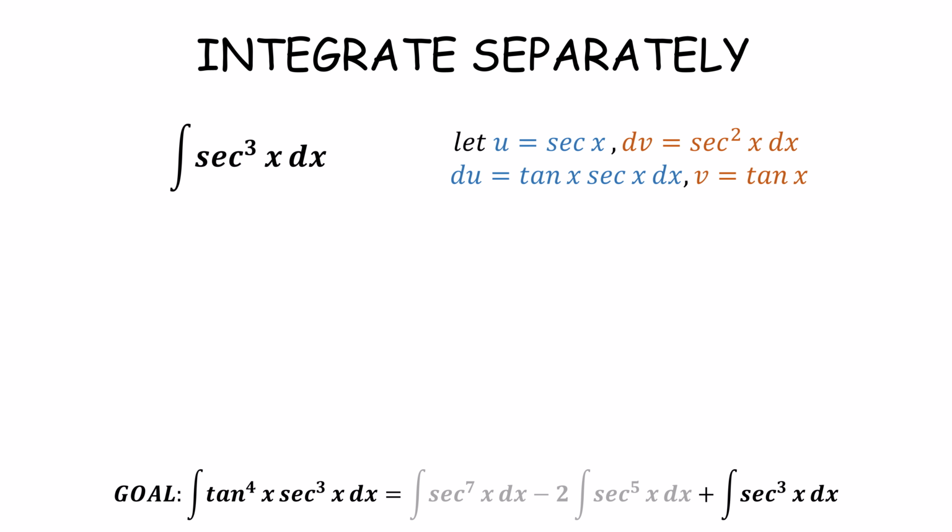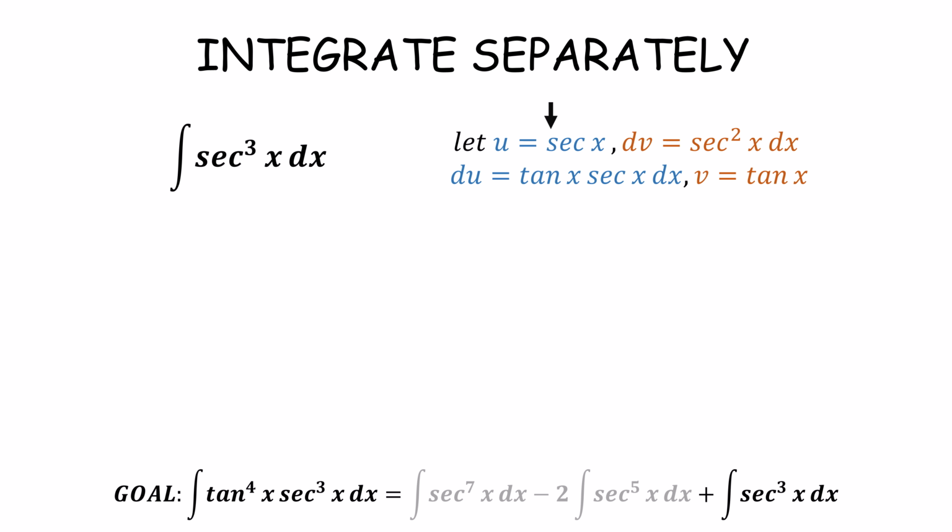First, we let u equal secant x and dv equal secant x squared dx. And du equals tangent x times secant x dx, and v equals tangent x. As you can see, we prefer to put secant squared into dv, since it is easy to integrate. And we put the other parts into u, and it is also easy to differentiate. So this concept will be applied in the whole video when we do integration by parts. So you can pay attention to how we assign u and dv when doing integration by parts.